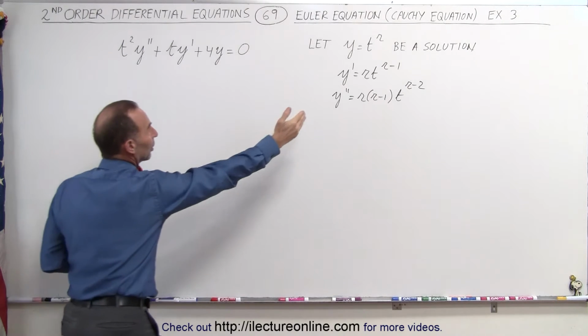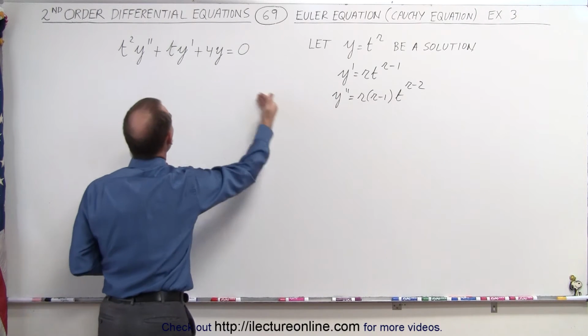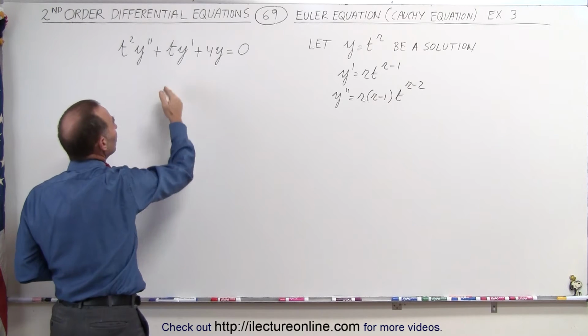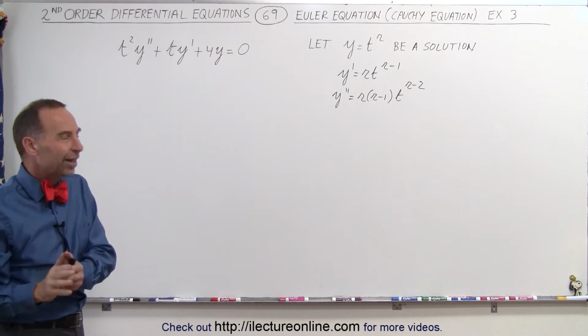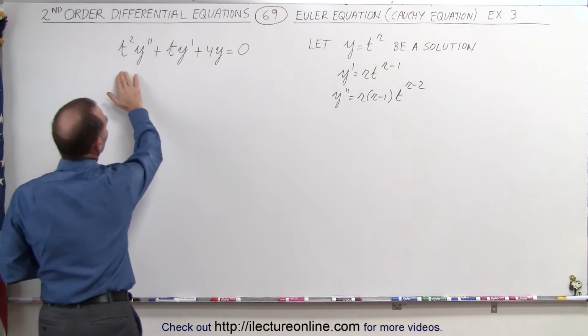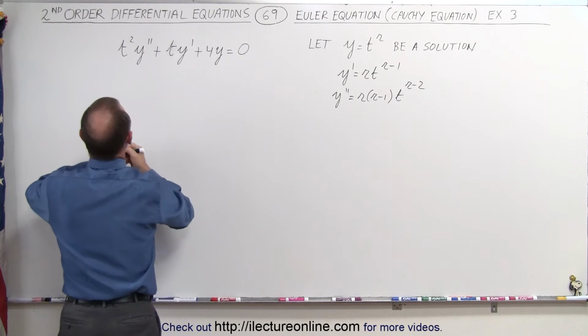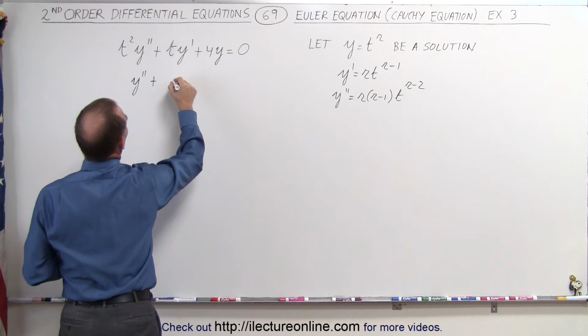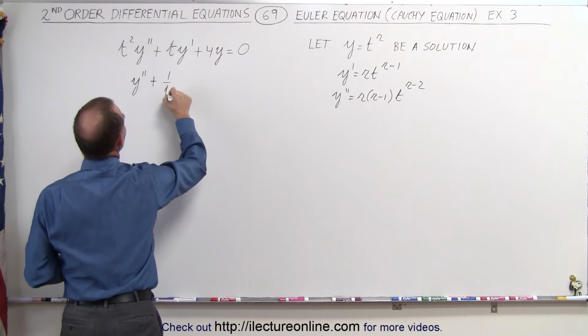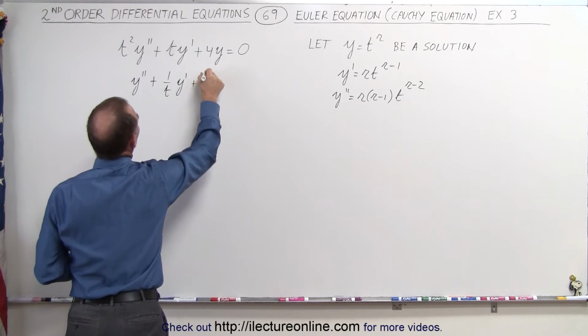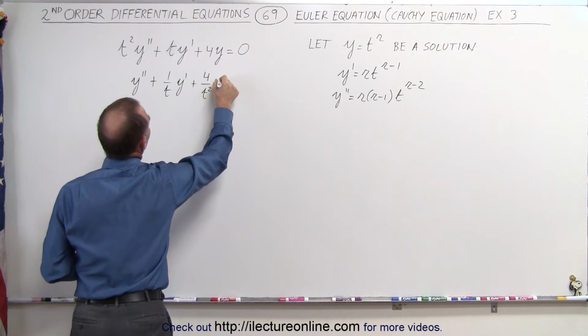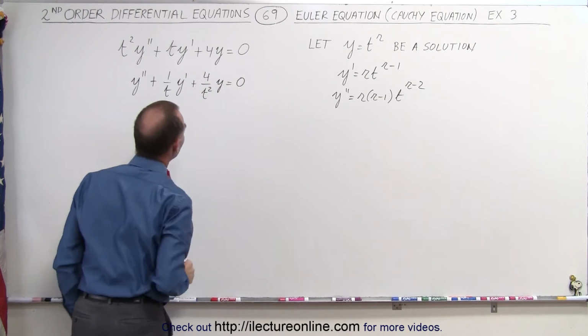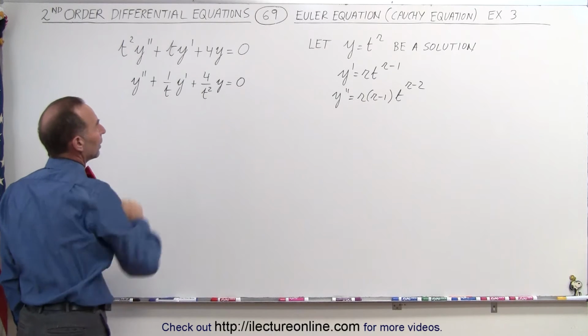Before we go ahead and plug y prime, y double prime, and y back into the original equation here, we're going to rewrite it into its standard form, which means we're going to divide everything by t squared. Then we get the following: y double prime plus 1 over t times y prime plus 4 over t squared times y equals 0. And now we go ahead and plug in the equivalences.